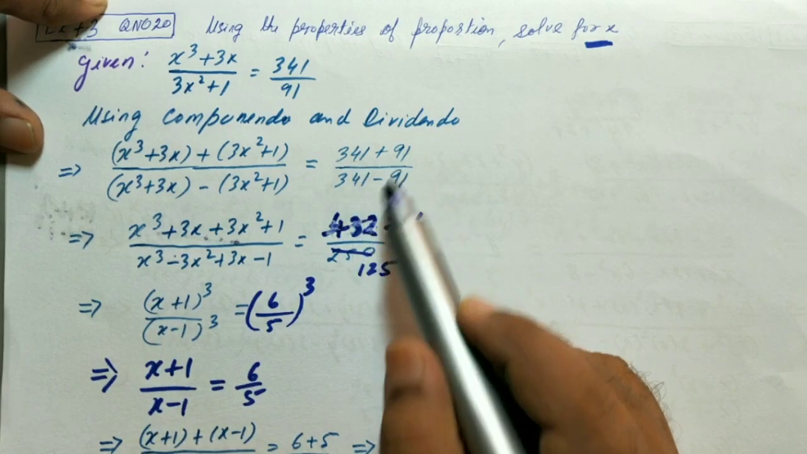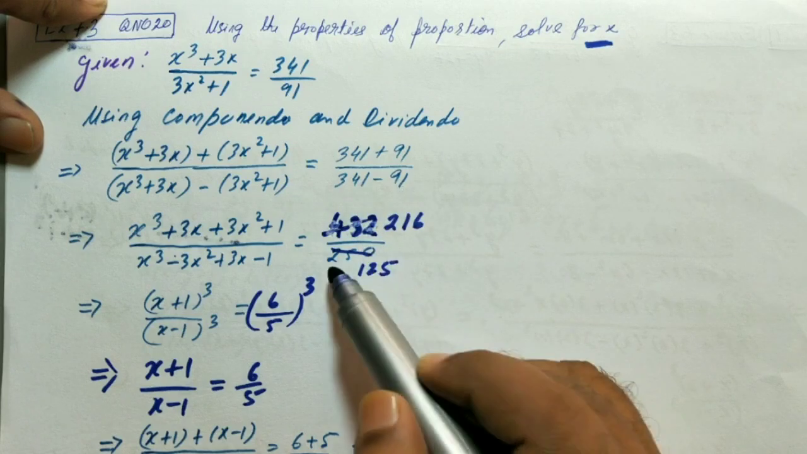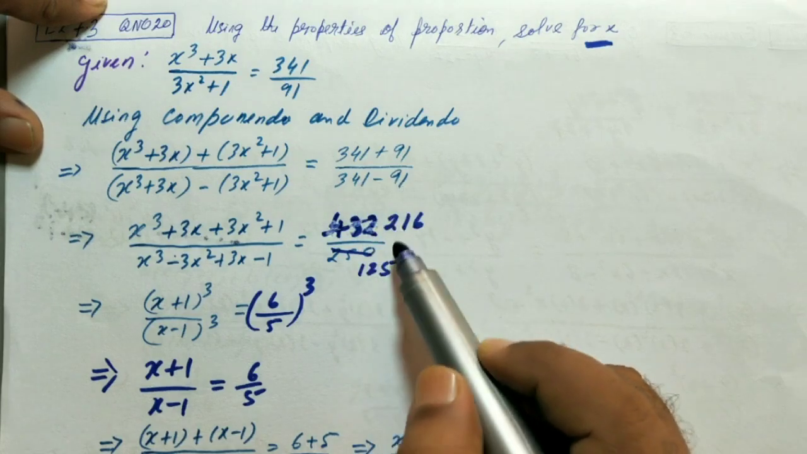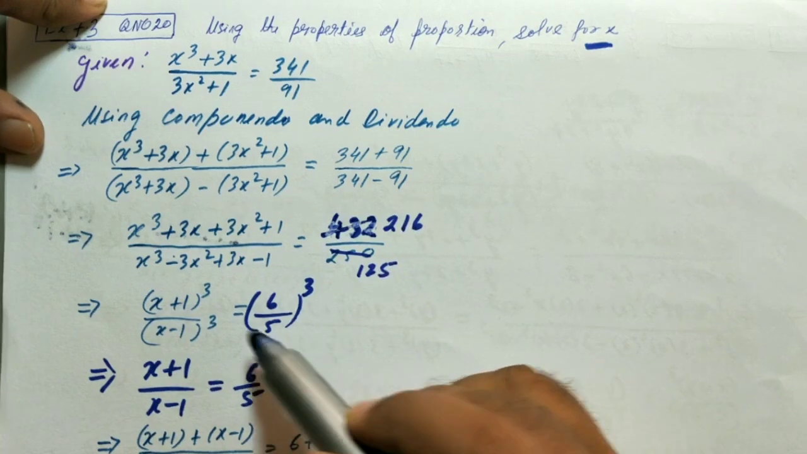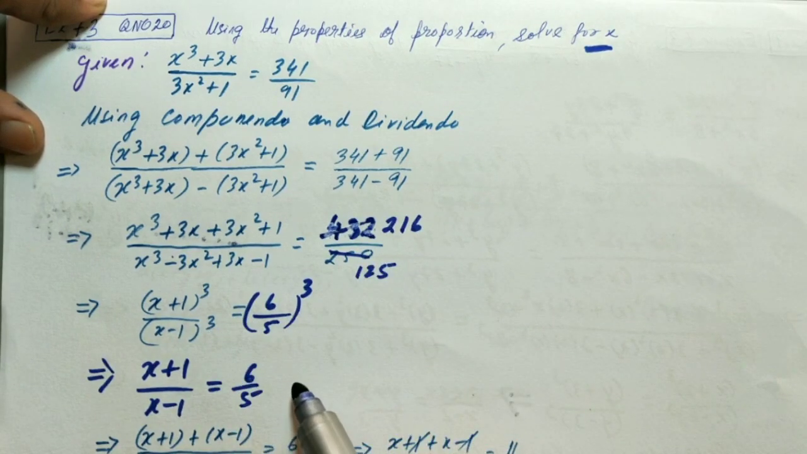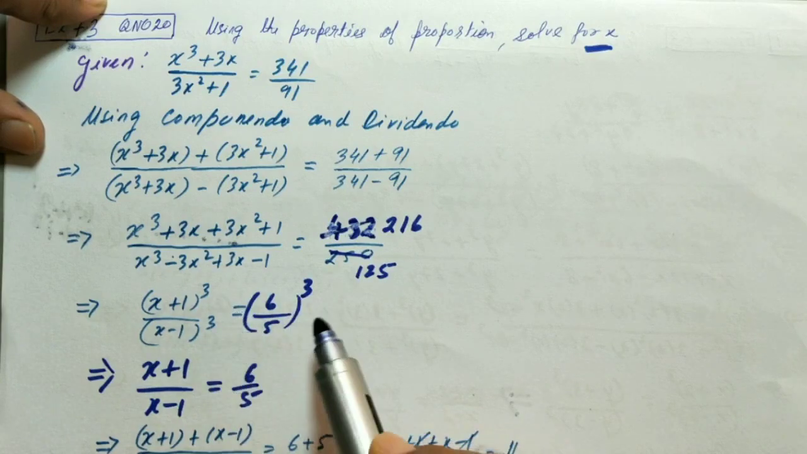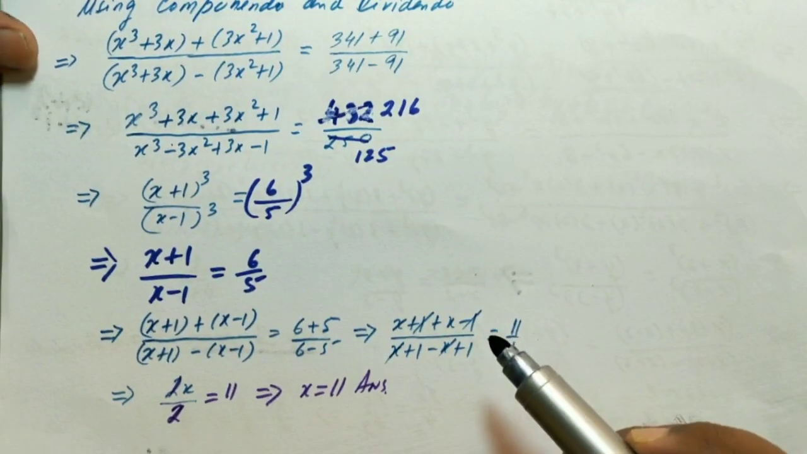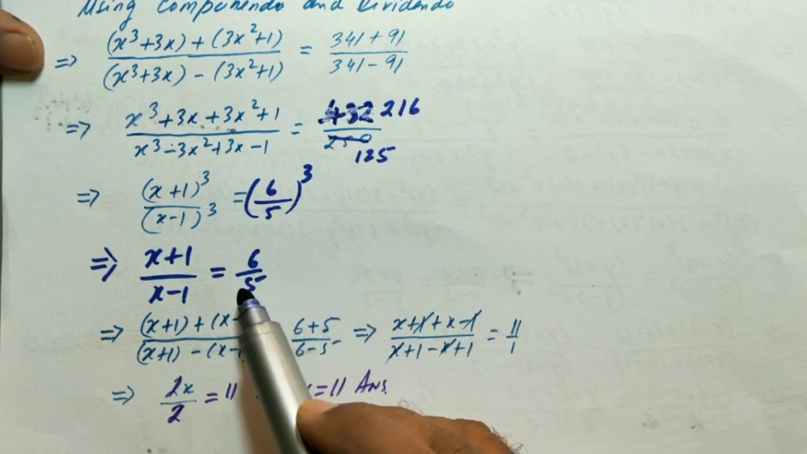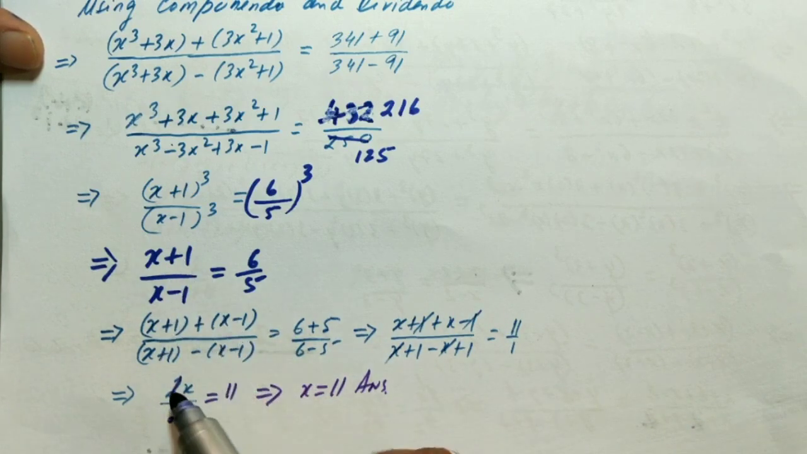Here 341 plus 91 is 432, and subtracting this you get 250. After simplifying you get 216 by 125. This is 6 cube and this is 5 cube. Removing the cube, finding the cube root of this, I get this, and then again componendo and dividendo. 6 plus 5 is 11, 6 minus 5 is 1. Again componendo and dividendo from here. This plus this I get 2x, and this minus this I get 2.